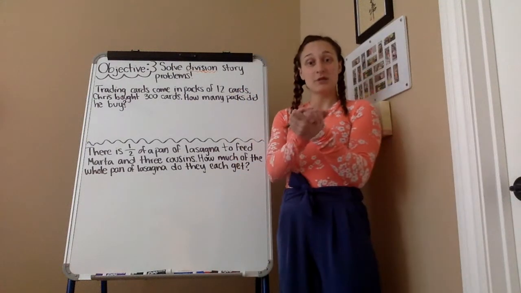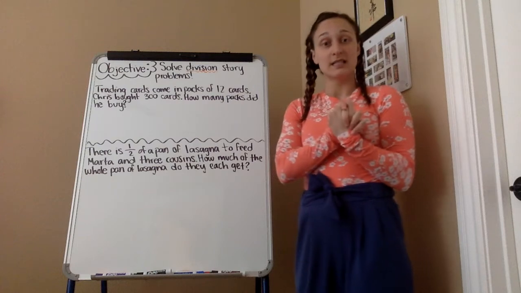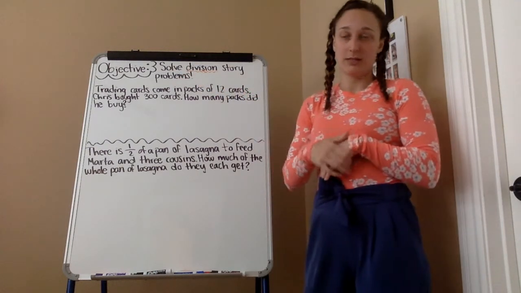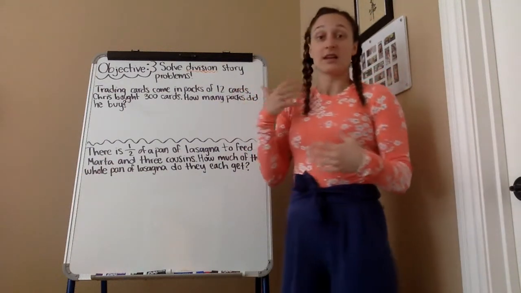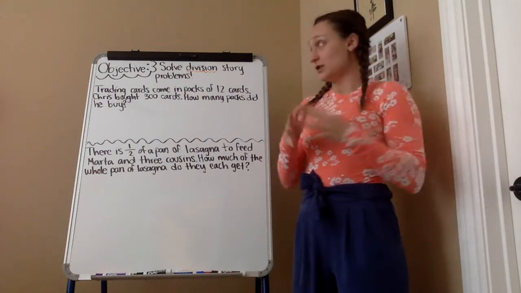Hi, so I'm going to help you all with your lesson for Student Book 265 through 266. Our objective is to solve division story problems. Division is our key word here, and I believe it also says it at the top, so that way you know for sure you are doing division.